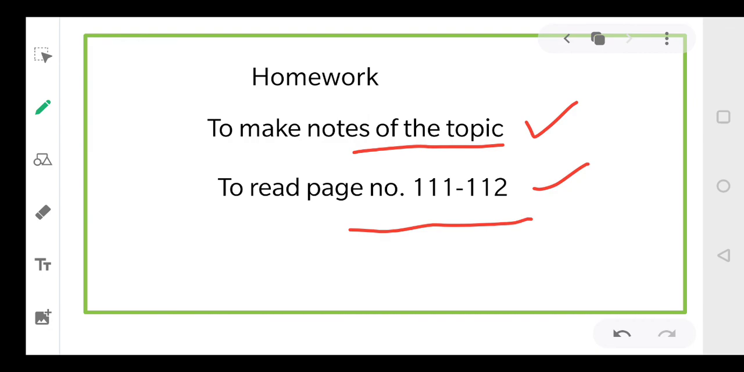And it is 100% asked in the exams. Very important also from the board point of view. And even from the competition point of view, because you'll be appearing in a number of competition exams. So from the competition viewpoint also, this topic is very, very important.